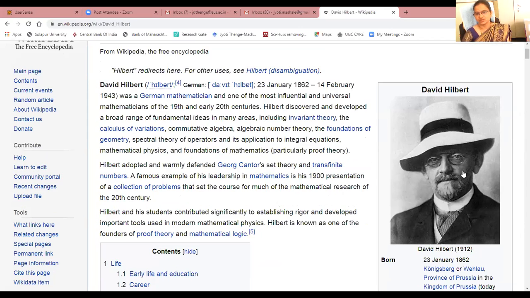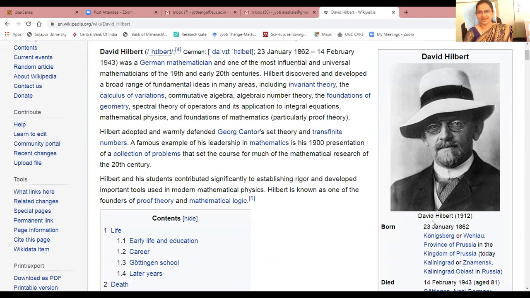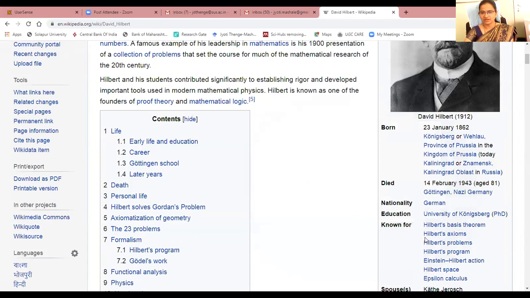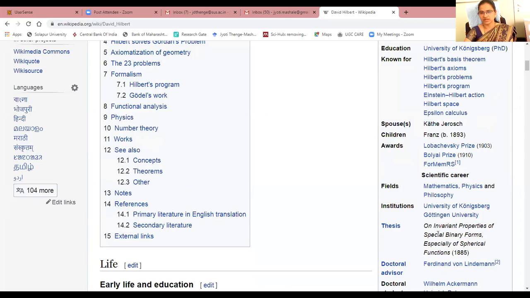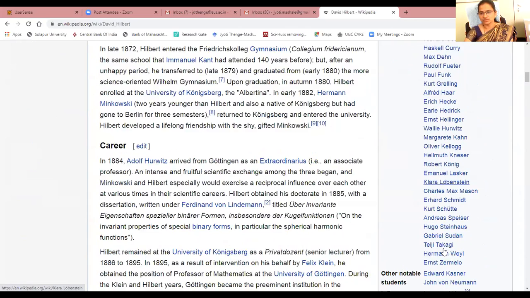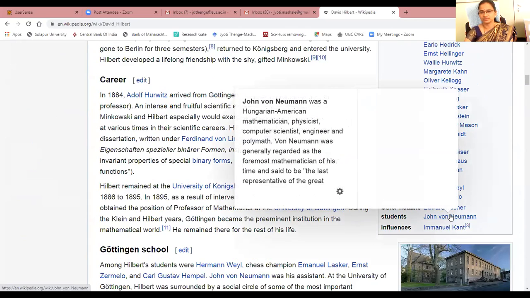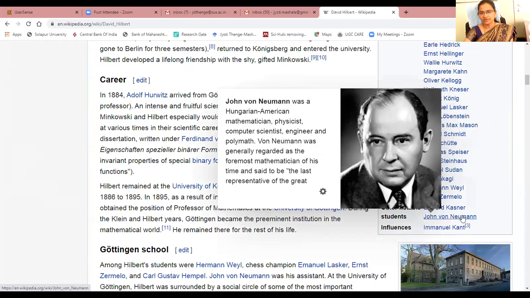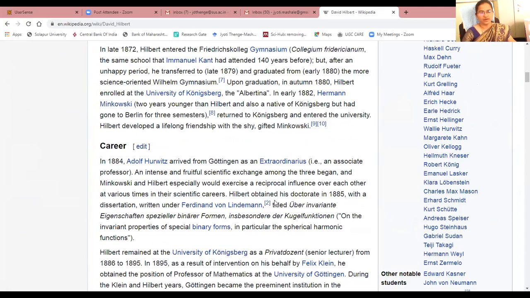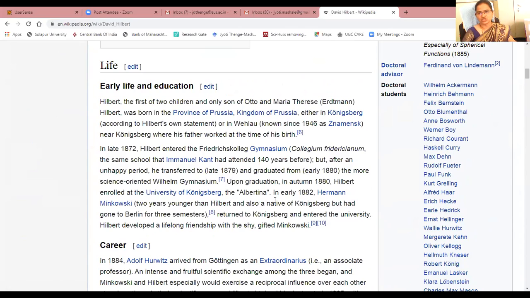This was a photo of David Hilbert. He looks like a handsome guy. He was of German nationality, and he had many doctoral students. One of the doctoral students to note here is von Neumann. We know about von Neumann; we have seen many theorems defined by him. So this was a brief history of the mathematician David Hilbert.